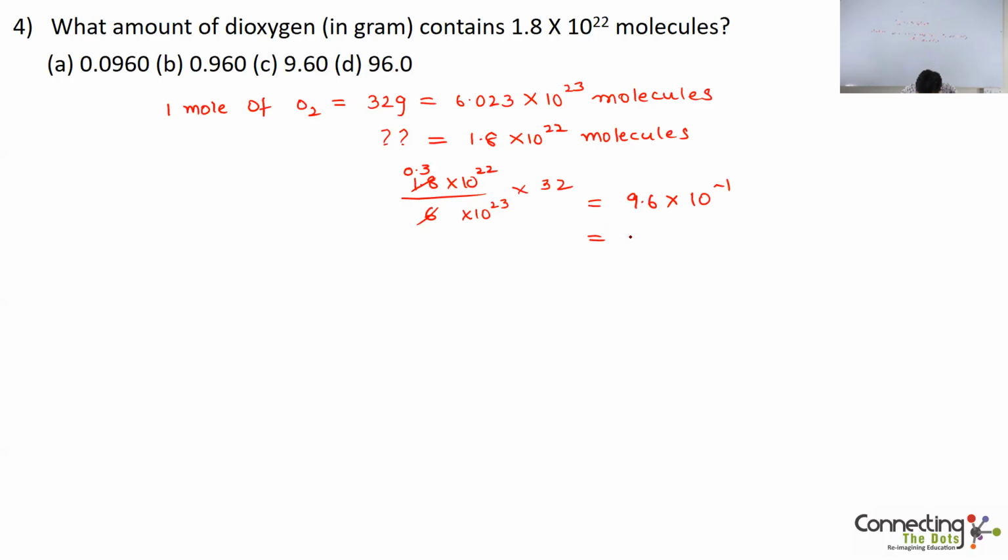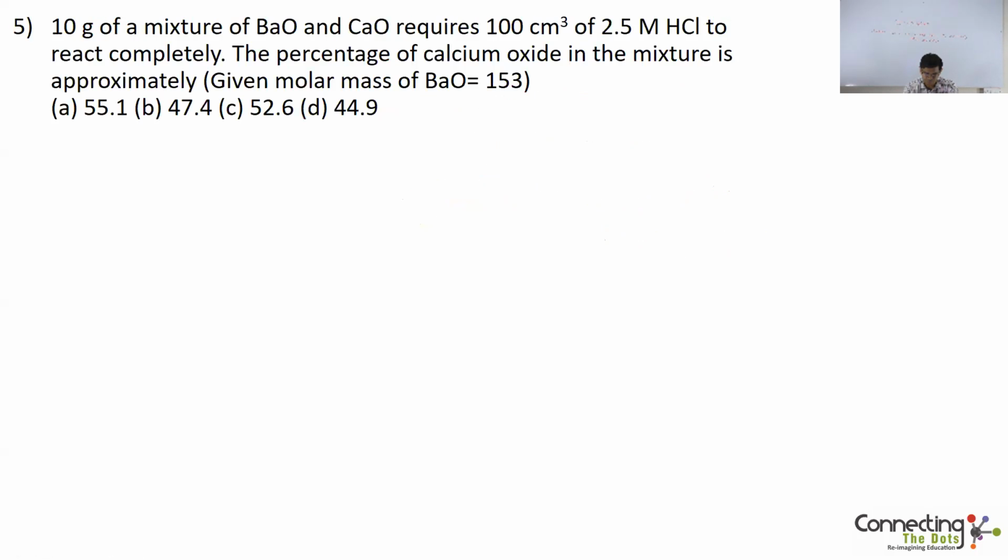So it is nothing but 0.96 grams of dioxygen that will constitute these many molecules. So let us look at the options. 0.96 is the B option. So B will be the answer. So that's how we solve these questions. Let us look at the next question.